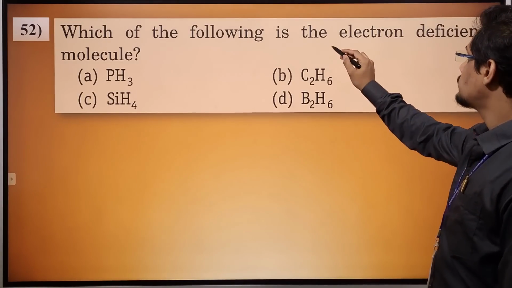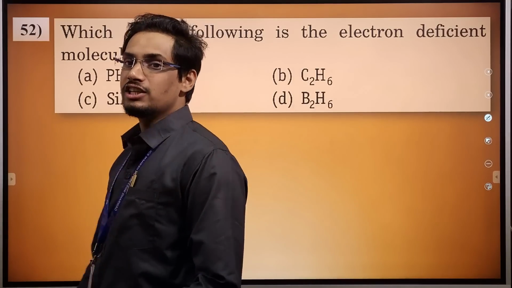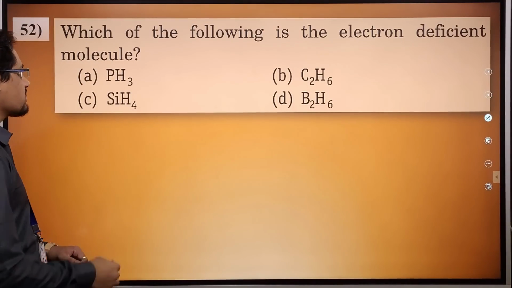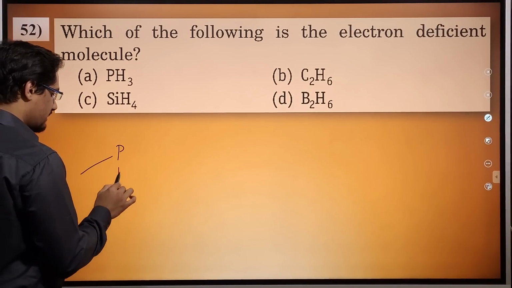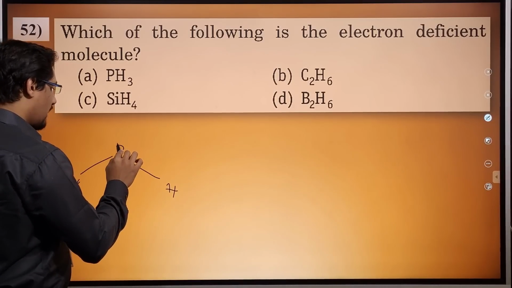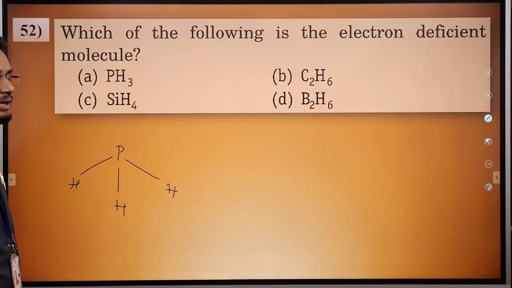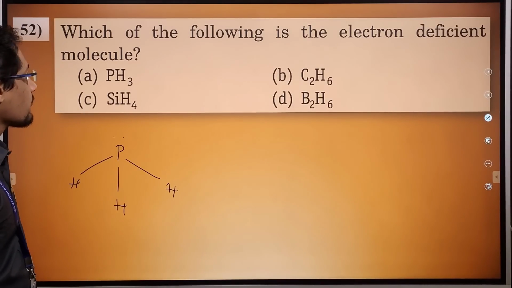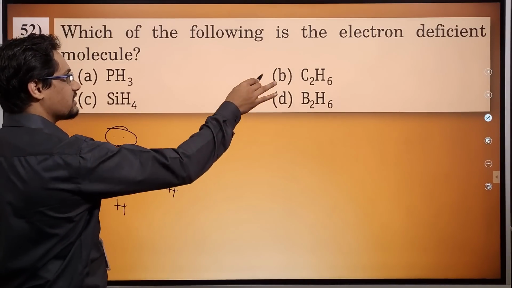Next one. Which of the following is electron deficient? Let us write the structure. PH3 is tetrahedral, with hydrogen, and I have one lone pair. But the bond angle is near 90 degrees. And it has an excess of electrons. It is not electron deficient.